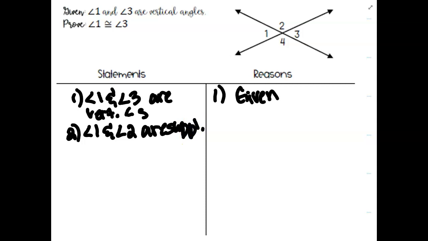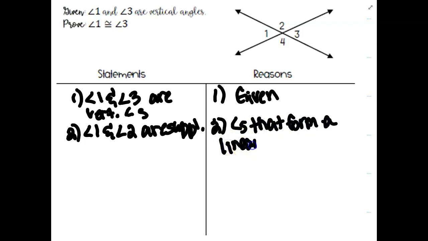And we know that because angles that form a linear pair are supplementary. I know angles 1 and 2 are supplementary because, like Elijah said, they form a straight line. Angles that are a linear pair are supplementary.